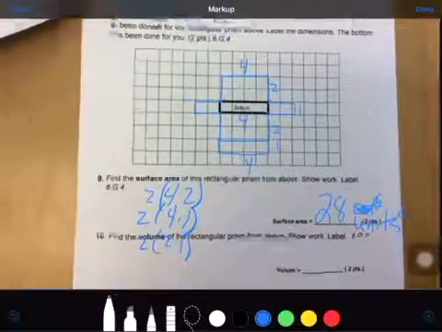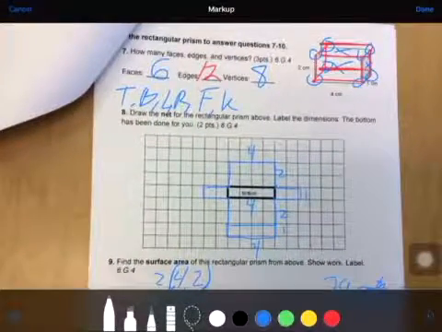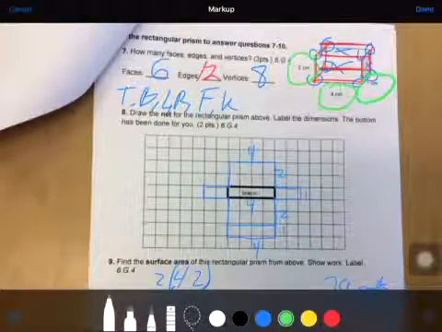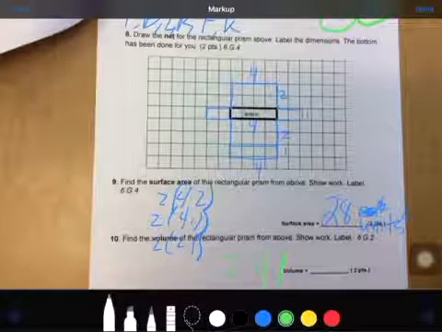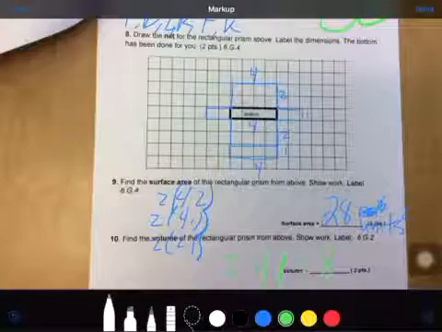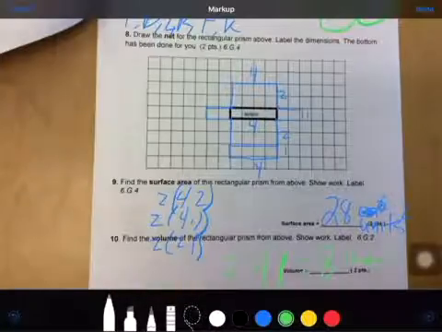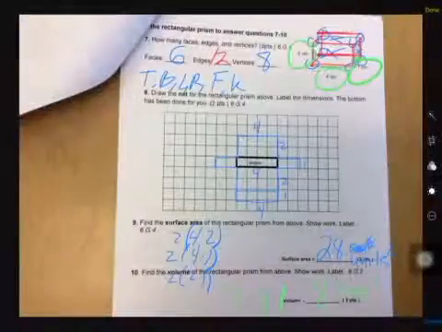So for my volume, as long as I have a picture up here, I can look and see there's my length, there's my width, and height. I'm just doing 2 times 4 times 1, which is equal to 8 units cubed. Right, next page.